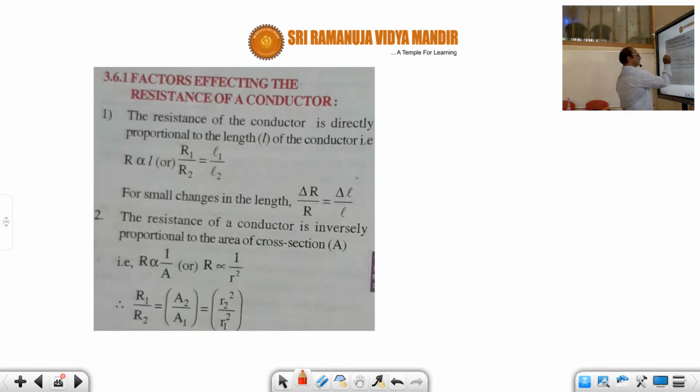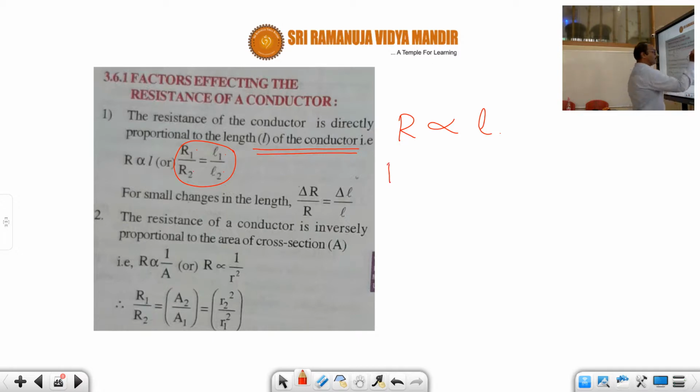The resistance of a conductor is directly proportional to the length of the conductor. That means R is directly proportional to the length of the conductor. Suppose two different wires are given. Understood? Then one wire length equals L1, the second wire length equals L2. Then the comparison will be like this. Both are, suppose, the same material, then R1 by R2 is equal to L1 divided by L2.